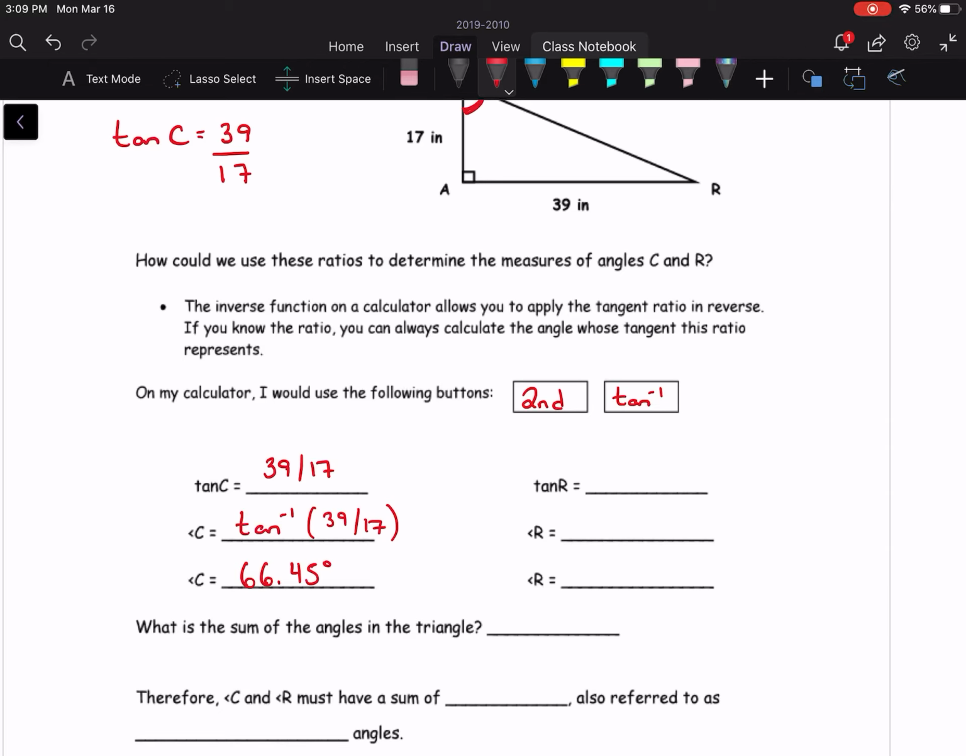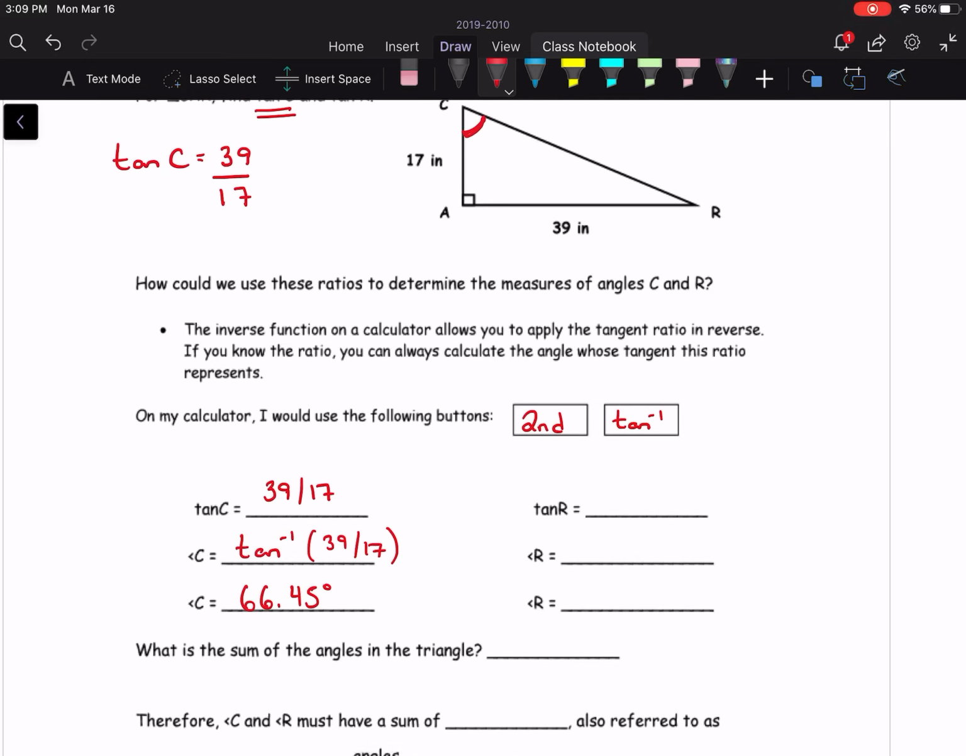Okay, and so if I do the other angle for tan of angle R, then opposite to angle R is 17, and the adjacent side to angle R is 39 inches long, so 17/39. And so that means that angle R is going to be the inverse tan of 17/39. And that turns out to be 23.55 degrees.